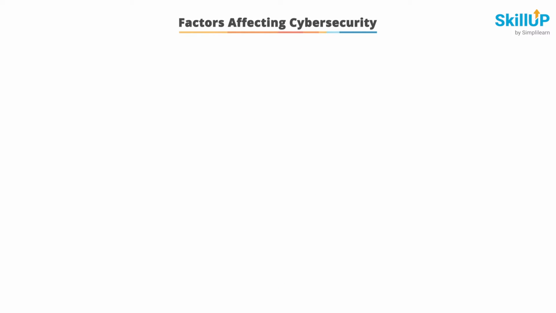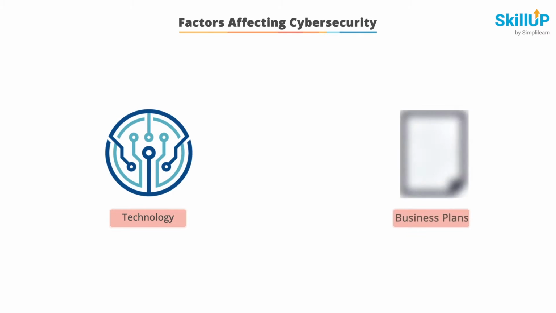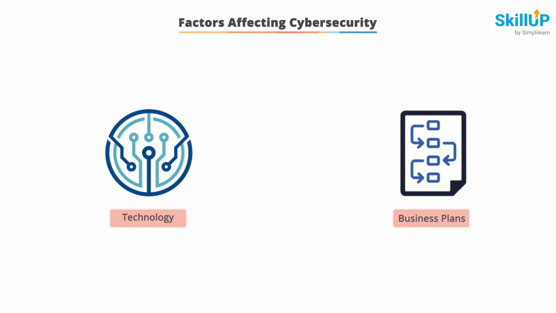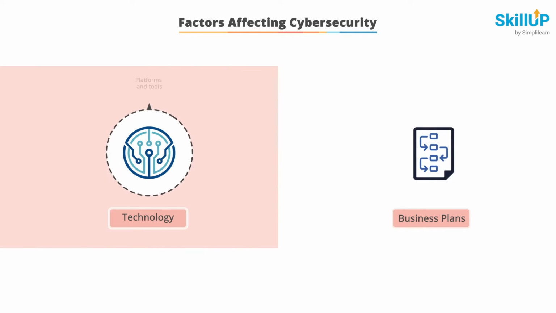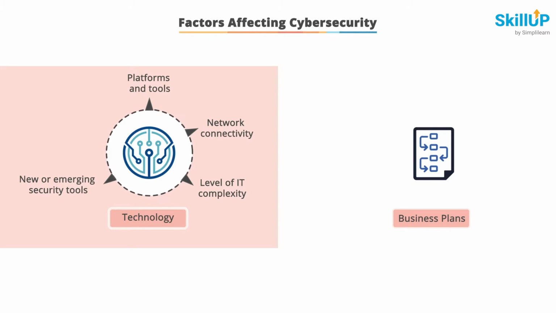Factors that affect cybersecurity. There are two main areas: technology and business plans and general business deployment or environment. Under technology, we have platforms and tools that are used, network connectivity, level of IT complexity, new or emerging security tools, and the operational support for security.